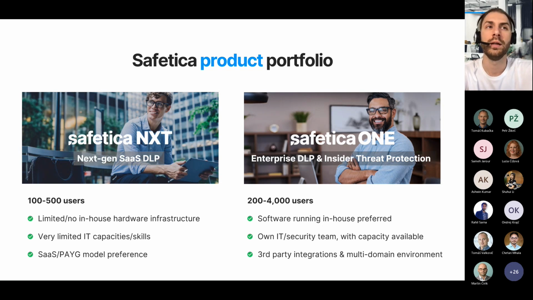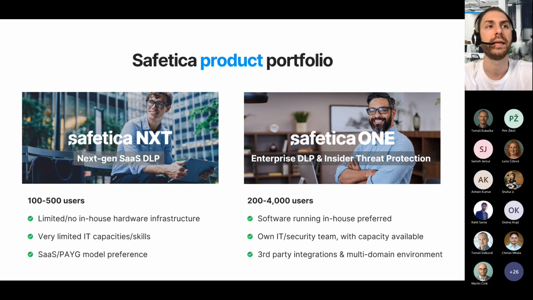Let me talk a little about not just the positioning, but also the targeting. Safetica Next is targeted mostly to SMBs with the sweet spot from 100 up to 500 users. Of course, you can offer it to even smaller and even bigger customers, but this is the sweet spot that we are focusing on, also from the perspective of product development and all the support and initiatives that we do.